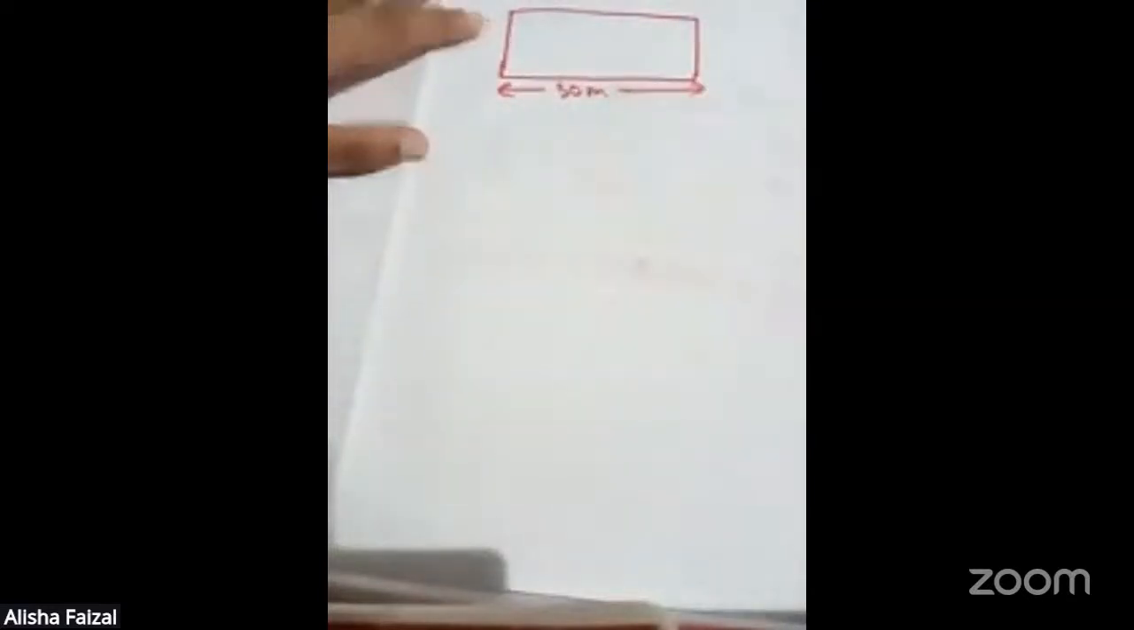Rectangular plot. Length is what? 30 meters. Okay. Length is 30 meters. And what is the other thing they said? Breadth is 14 meters.